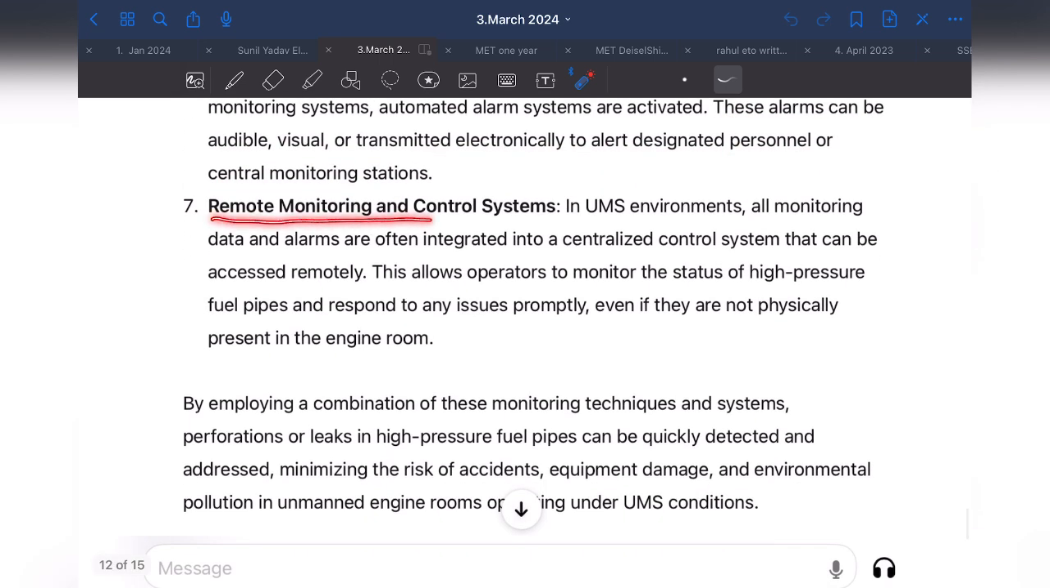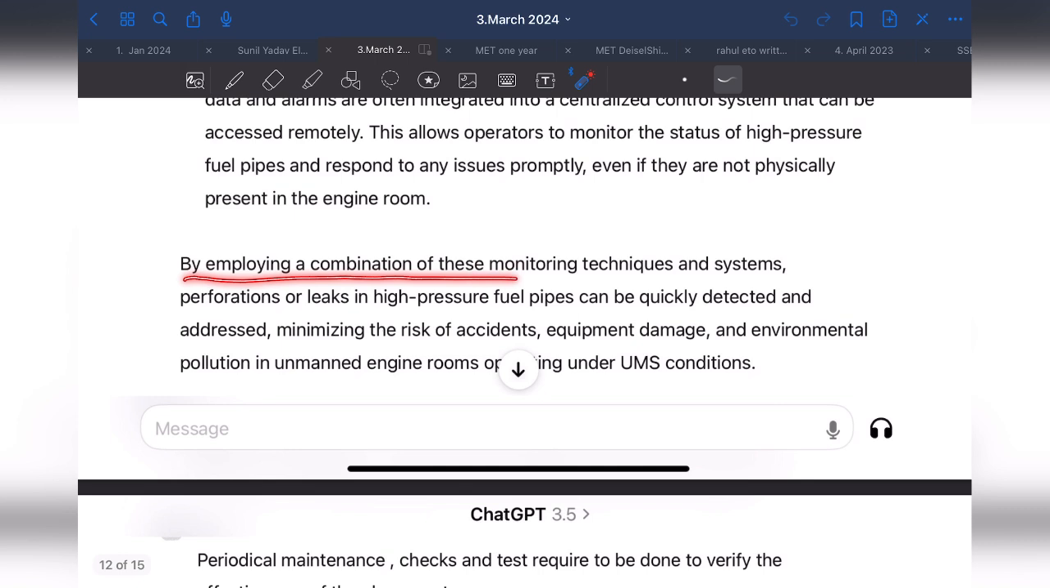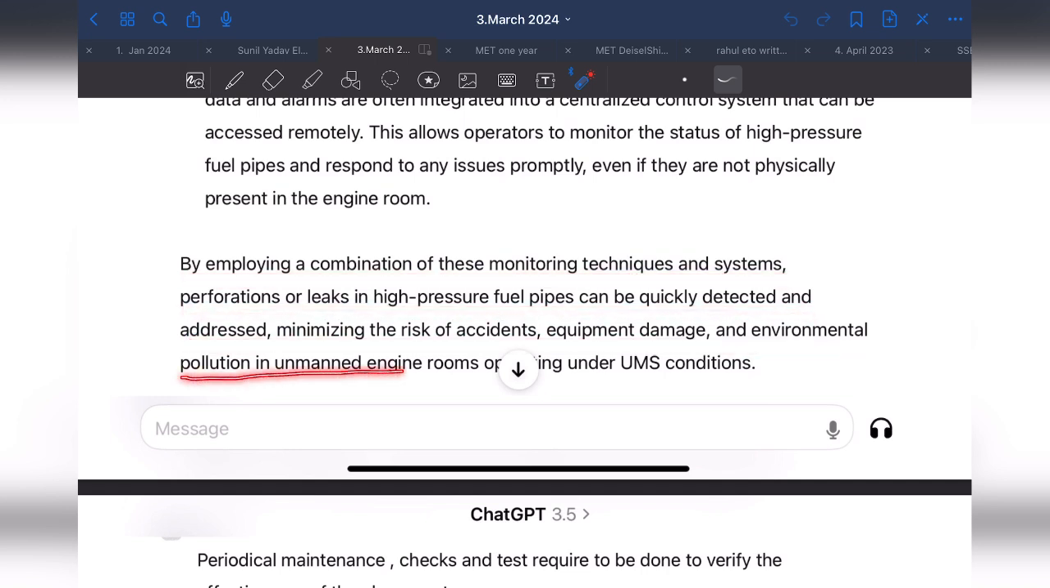Remote monitoring and control system: in UMS environments, all monitoring data and alarms are often integrated into a centralized control system that can be accessed remotely. This allows operators to monitor the status of high pressure fuel pipes and respond to any issues promptly, even if they are not physically present in the engine room. By employing a combination of these monitoring techniques and systems, perforation or leaks in high pressure fuel pipes can be quickly detected and addressed, minimizing the risk of accidents, equipment damage, and environmental pollution in unmanned engine rooms operating under UMS conditions.